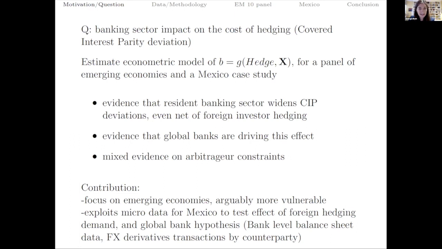So what is the contribution? The aim is really to focus on emerging market economies because there isn't work on that. And then there's the bonus of being able to exploit the bank level data from Mexico to test these additional hypotheses about foreign hedging demands. And then also this question about global banks. Is it really global banks that are driving or having an effect in this foreign currency market?